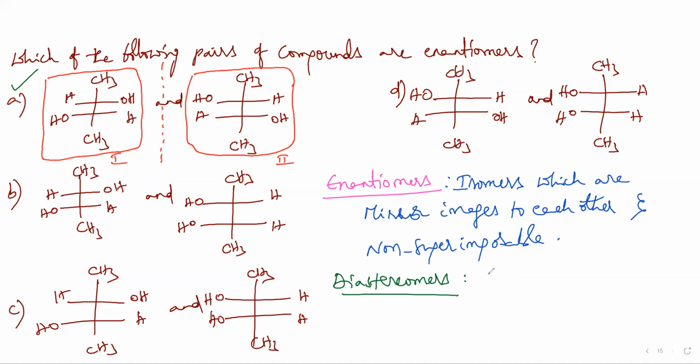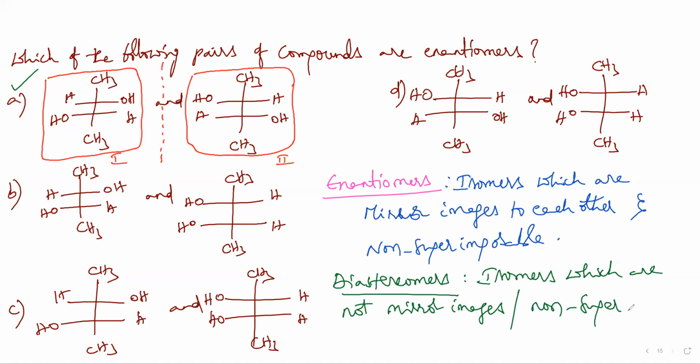One more definition is there: diastereomers. What are diastereomers? Isomers which are not mirror images. They should not be mirror images, sir. But they should be non-superimposable. So this is the only condition which differs from enantiomers. In enantiomers, isomers should be mirror images to each other. But in diastereomers, isomers should not be mirror images. Did you understand?